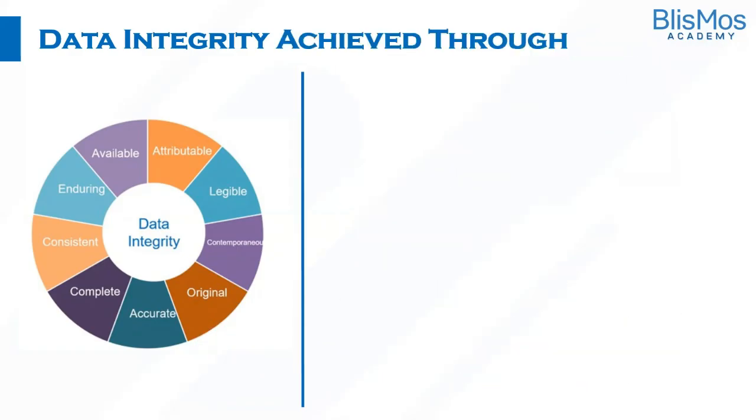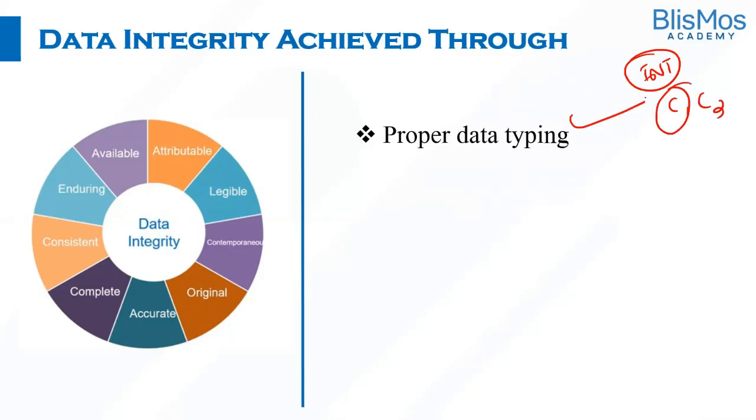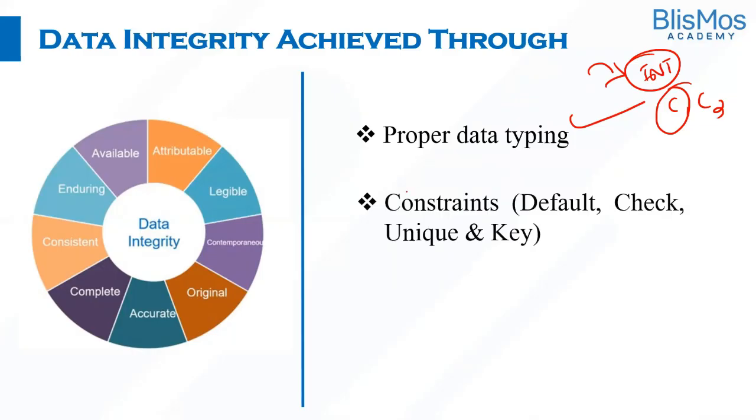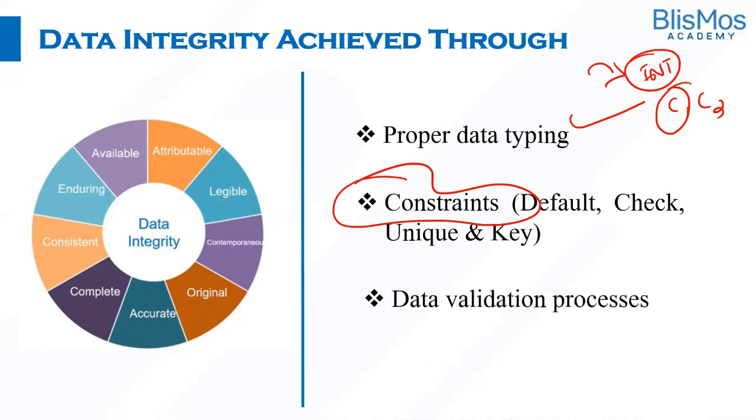How do we achieve data integrity? We can achieve data integrity by proper data typing. Like if you have different columns, we'll ensure that if the column is int, only int values are inserted into this particular column. We also take care of data integrity by having constraints, which we already discussed, like default, check, unique, and key. So constraints define the rules according to which operations like updation, deletion, and insertion have to be performed to maintain the data integrity. And also we can achieve data integrity through data validation processes.